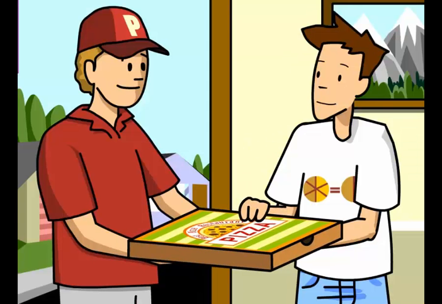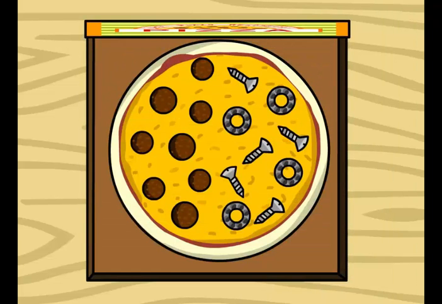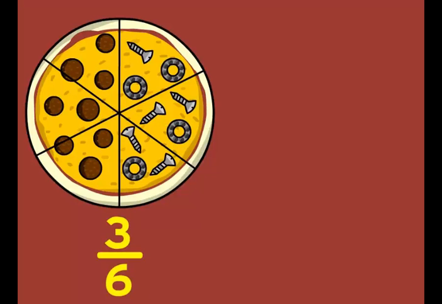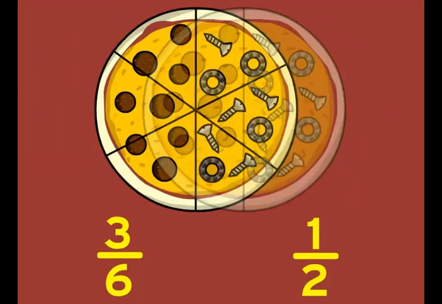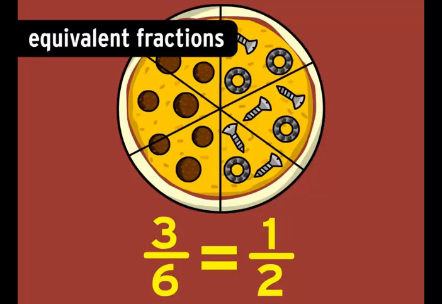Remember when we ordered that pizza last week? We got the usual, half pepperoni and half ball bearings and screws. The pizza had 6 slices. But when we called to order, we didn't ask for 3/6 pepperoni and 3/6 metal. We asked for half and half. That's because 3/6 is the same as 1/2. In mathematical terms, they're equivalent fractions.